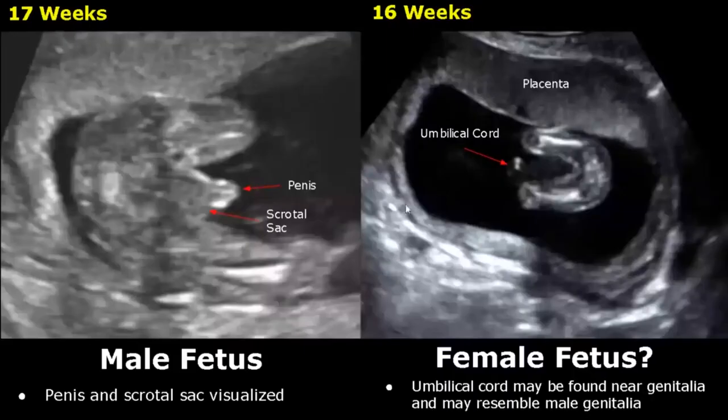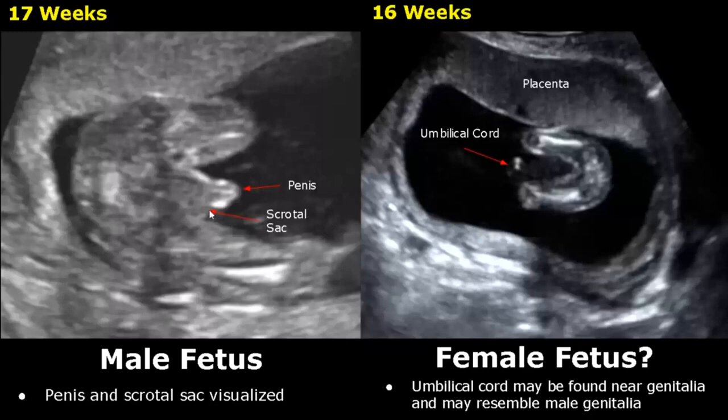Fetal gender can usually be determined around 16 weeks of gestational age. In some cases, it can be difficult to determine the gender at this stage because of fetal position that makes it difficult to visualize the genitalia properly.